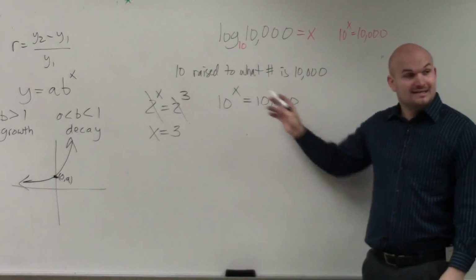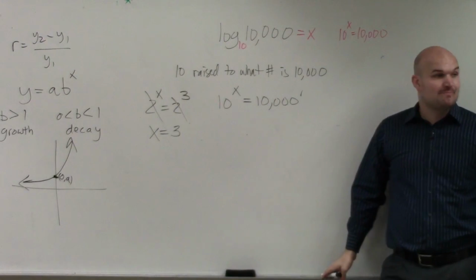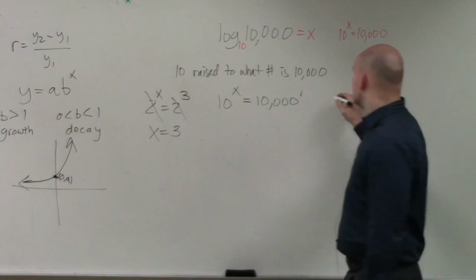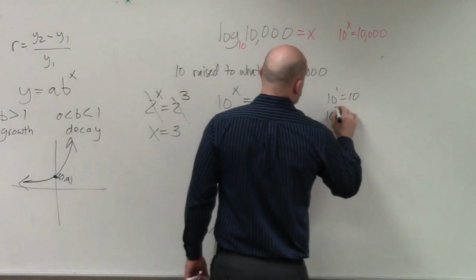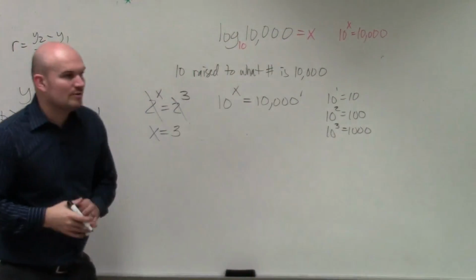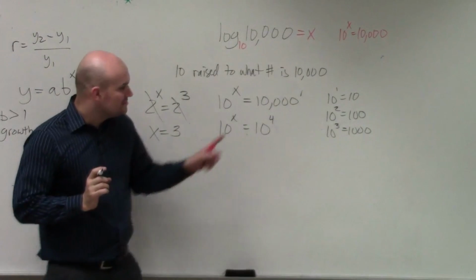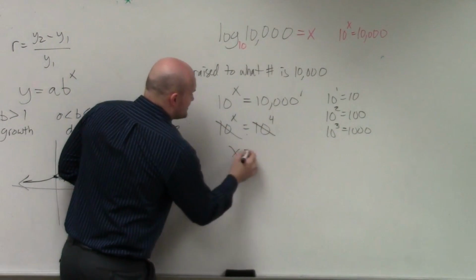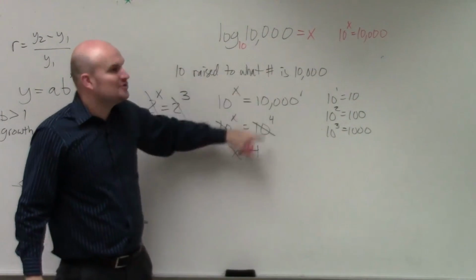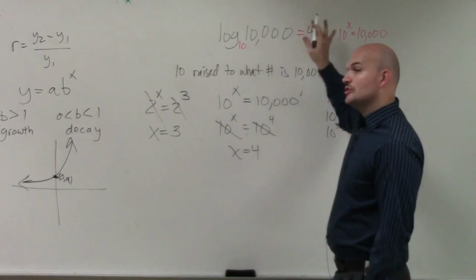Now, these do not have the same power. You could say they're both powers, they're both exponents, but they don't have the same base. Correct? However, can I rewrite them with the same base? Well, 10 to the first power is 10. 10 squared is 100. 10 cubed is 1,000. So what would give me 10 to the fourth? Now, do you see how x equals 4? So therefore, 10 raised to what number gives you 10,000? 10 raised to 4 gives you 10,000. So therefore, this logarithm is equal to 4.